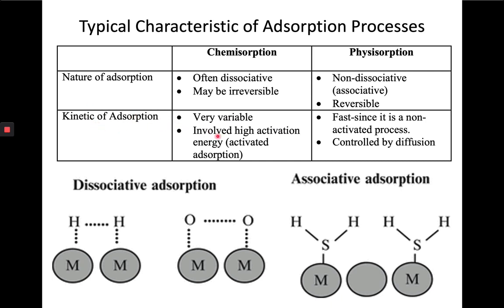For chemisorption, it depends on the temperature of the system as it involves high activation energy. So energy should be supplied to the system to overcome the activation energy. For physisorption, the process is fast as it is a non-activated process. But the rate of adsorption is controlled by diffusion, which means how easy it is to bring the gas molecule from the bulk to the surface of the solid.